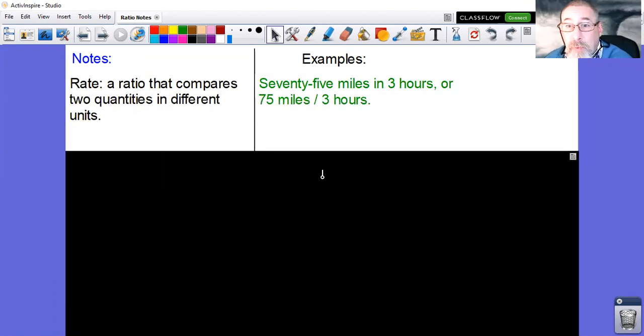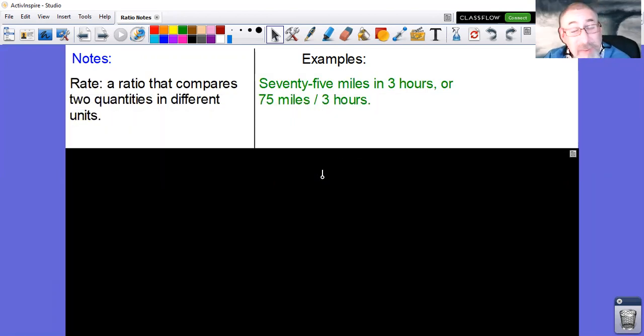All right. Within ratios, we have another situation, which is called a rate. A rate is a ratio that compares two quantities in different units. We see this all the time. When you go to the store and you want to buy some drinks, it's going to be so much money per ounce, or so much money per 12 pack of sodas, or you get a dozen eggs for so much money. Those are all rates because it's two different quantities or units.